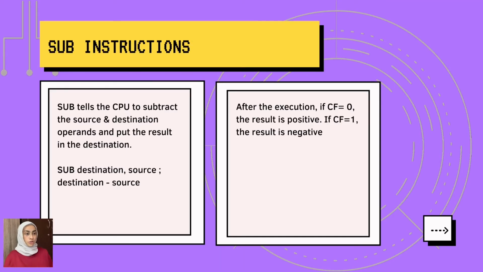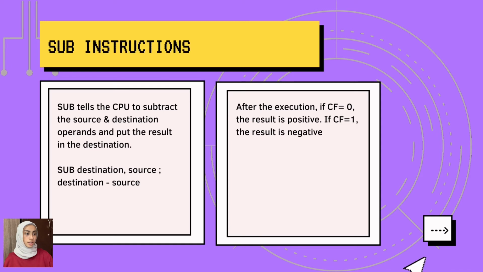Okay, next, the SUB instruction. SUB is the subtraction instruction. It has similarities with the ADD instruction. SUB tells the CPU to subtract the source and destination operands and put the result in the destination. So the format is SUB destination, source, which means the destination will minus the source. After the execution, if the carry flag equals 0, the result is positive, and if the carry flag equals 1, the result is negative.